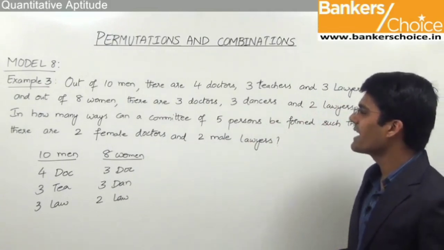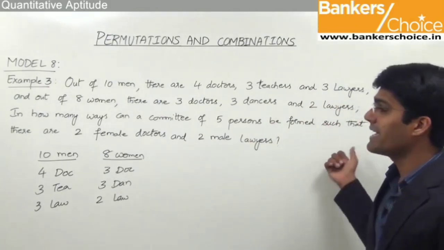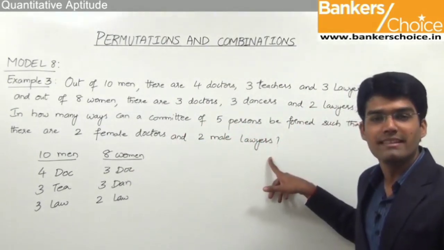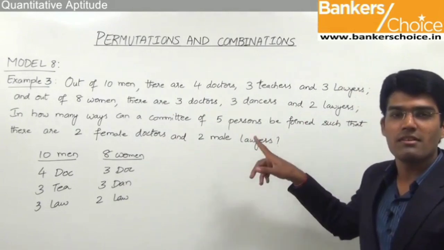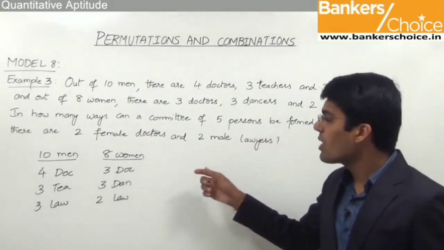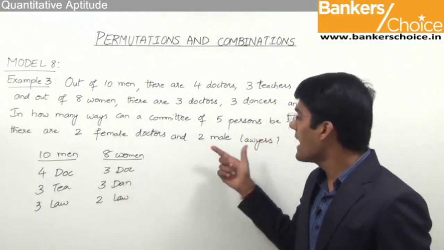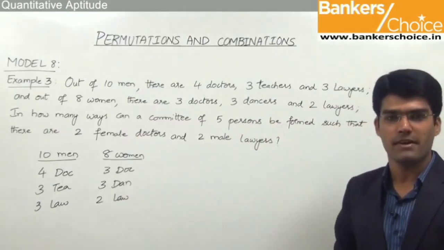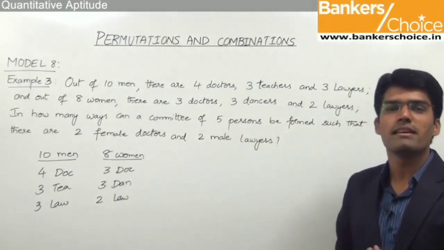In how many ways can a committee of 5 persons be formed such that there are 2 female doctors and 2 male lawyers? Now as you can see, this is a profession and gender based condition. We need to have 2 female doctors and 2 male lawyers. So very specifically, the gender as well as the profession has been specified. Now again, the working here remains the same.